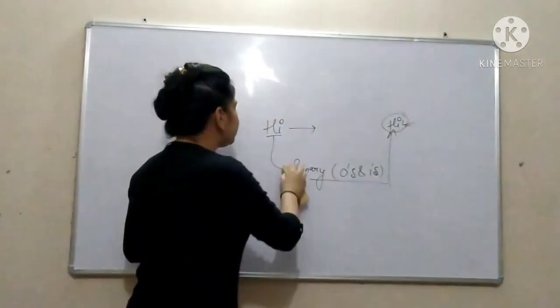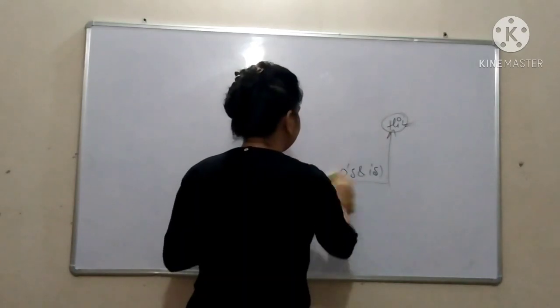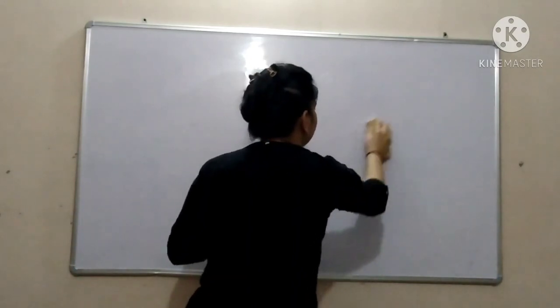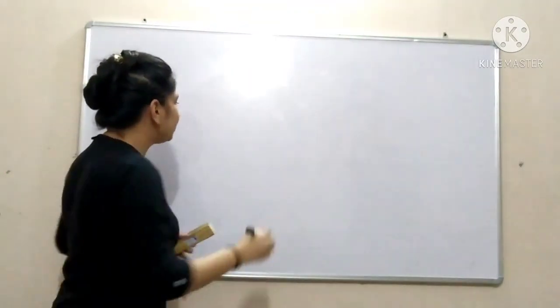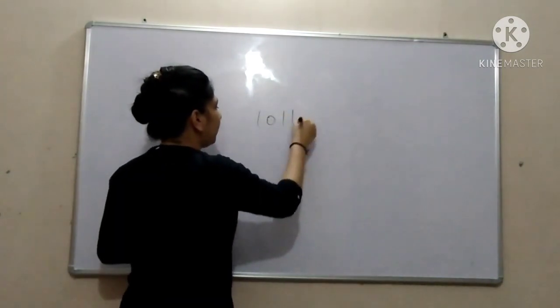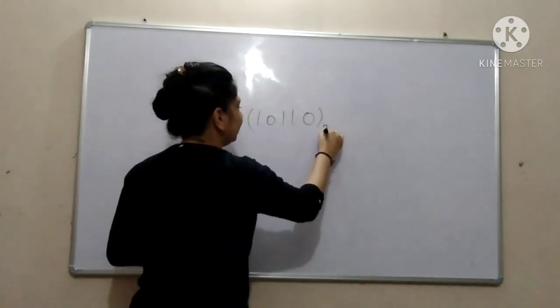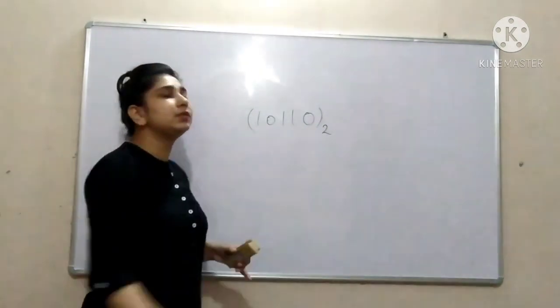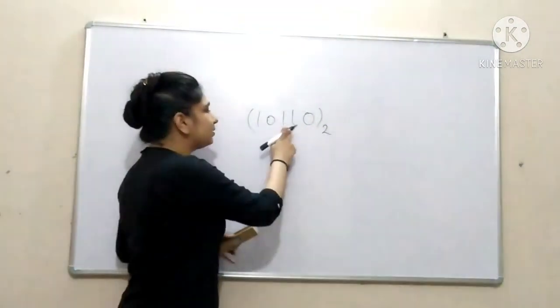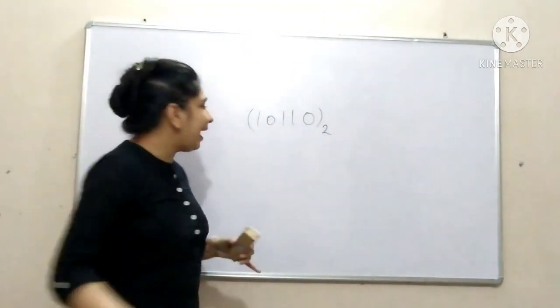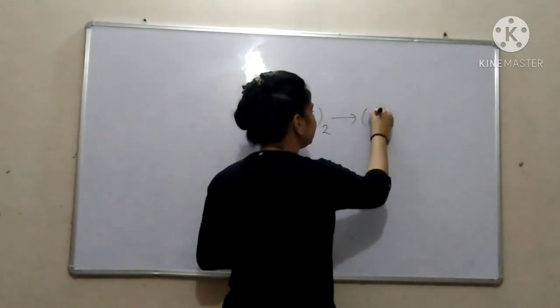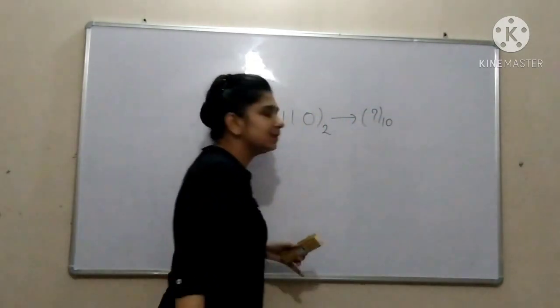So the next question is how we can convert binary to decimal and decimal to binary. Let's suppose I have this value. This is in the form of binary. The base value is 2. We have only zeros and ones present. And I want to convert this number into the decimal number system.